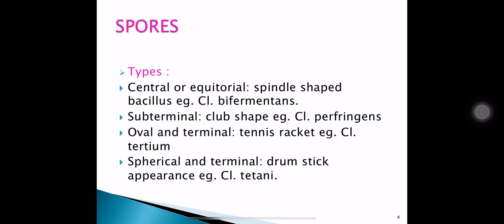Spores of Clostridia can be central, subterminal, or terminal. If the spores are central or equatorial, they can give rise to a spindle-shaped appearance of the bacillus. Example, Clostridium bifermentans and also Clostridium perfringens. A subterminal spore can give rise to a club-shaped appearance. Example, Clostridium perfringens. Oval and terminal spores give rise to a tennis racket appearance. Example, Clostridium tertium. And spherical terminal spores give rise to a drumstick appearance. Example, Clostridium tetani.